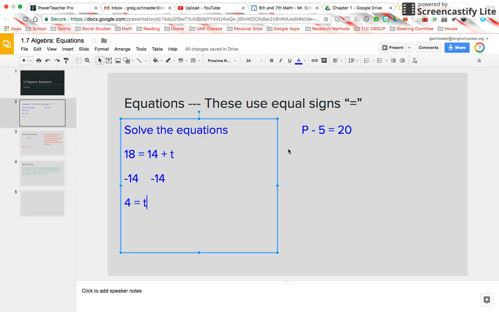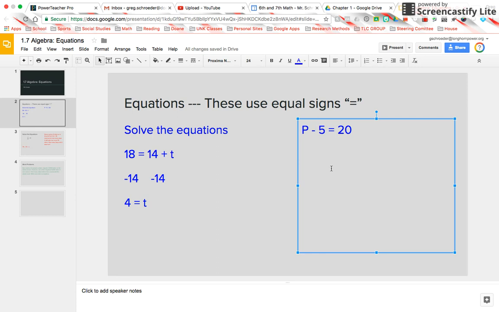That's a good thing. If I come over here and look at this next problem, I'm going to have p minus 5 equals 20. Now, again, I want to get that variable to stand alone, but I have p, and then I have 5 less than whatever p is. To get back to p, what I want to do is add 5 more to it. I want to even it out.